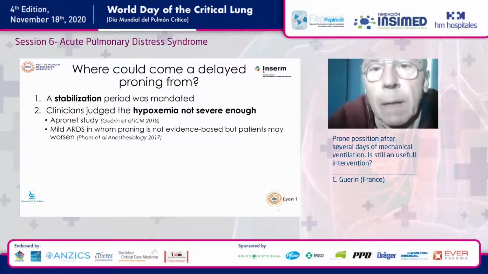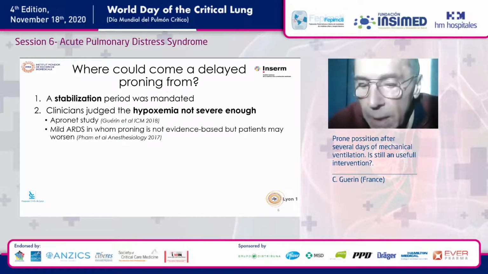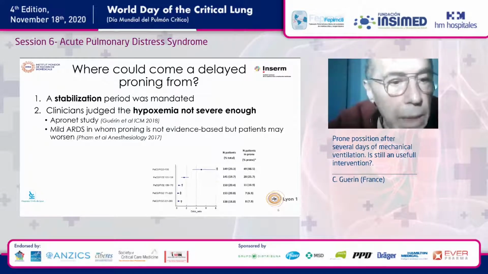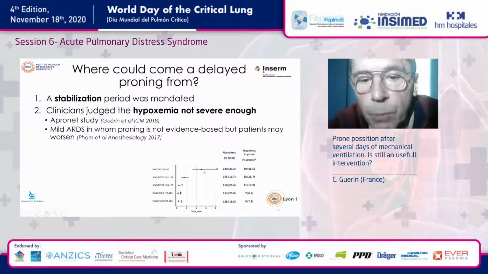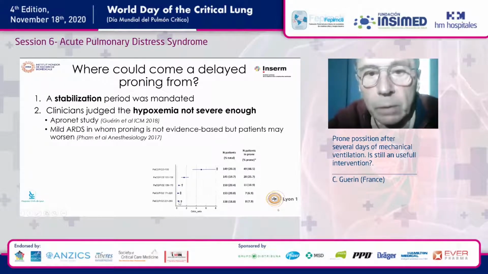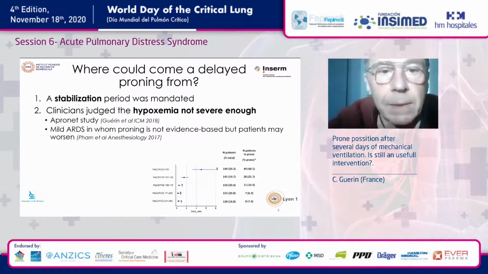The second reason for delaying prone position is that the clinician may judge the hypoxemia not severe enough. And this is what we observed in an international survey we published 2 years ago in Intensive Care Medicine, in which you see that clinicians followed the recommendation. The odds ratio for a patient to be prone was significantly greater than 1 if they had a severe hypoxemia at the threshold of 100 of PF ratio. But if you look at higher PF ratio, from 139 millimeters of mercury and above, there is a significant risk for those patients of not being prone. So the non-severity of hypoxemia is a reason for not proning, at least immediately.